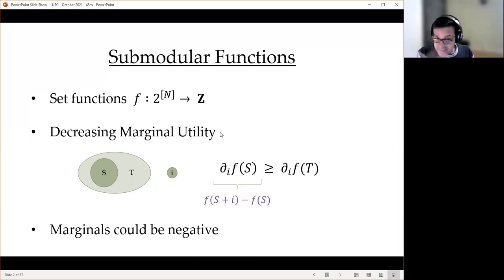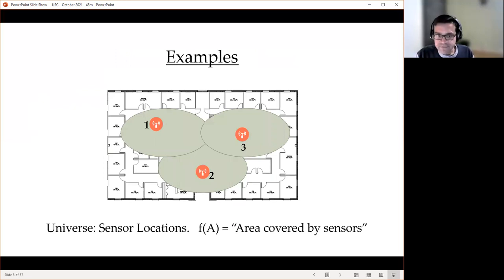So that's a definition of a submodular function. And just to give an example, imagine the universe is the set of possible points in a room where you can put sensors. And if you put a sensor at a certain location, this green oval is showing which of the areas are covered by the sensor. And given a subset of locations, f of A, you can think of the value as the total area covered in the union of these ovals, the area covered by the sensors.